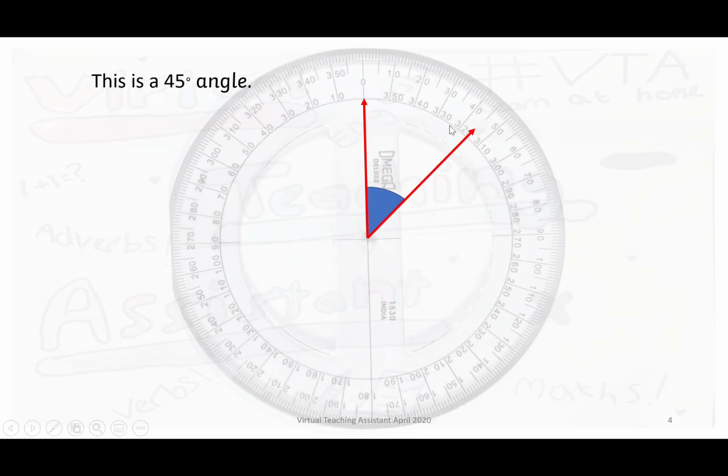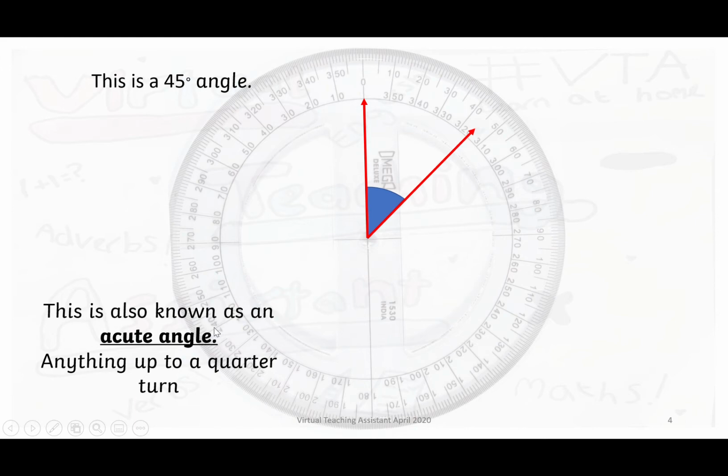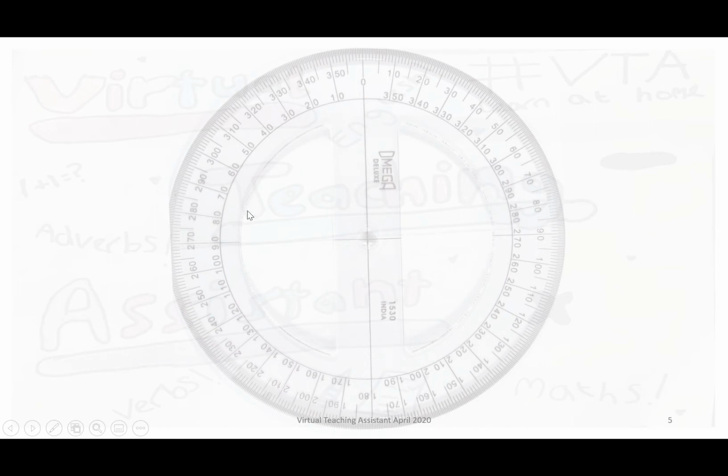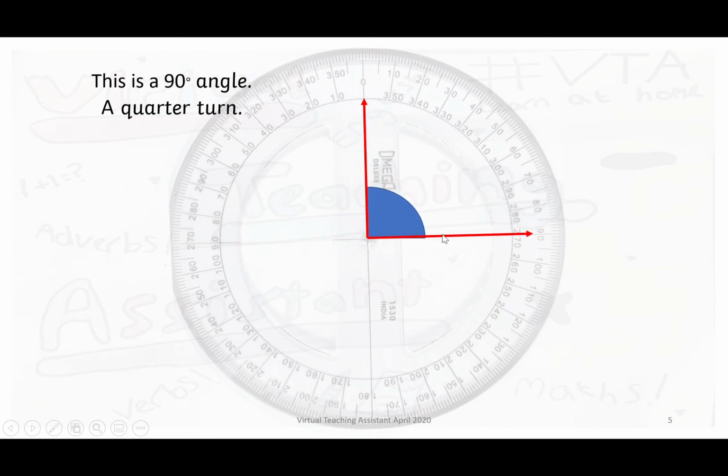Okay, so this is a 45-degree angle, yeah? Now this is also known as an acute angle. So it's anything that goes up to a quarter turn, so between 0 and 90 is an acute angle, okay? Next, this is a 90-degree angle, so it's just a quarter turn, dead on the 90 degrees. This is a right angle, okay?